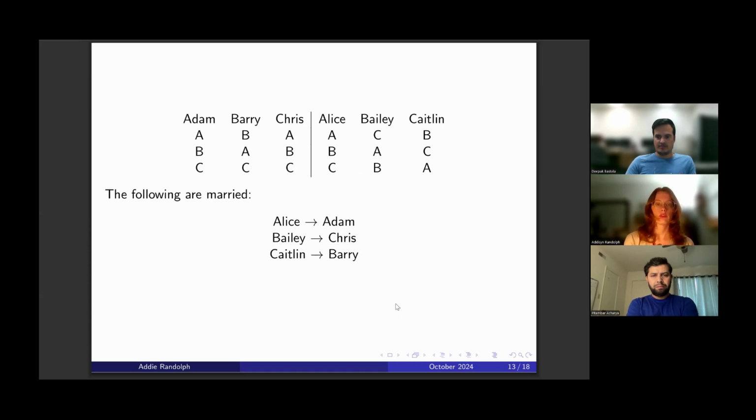Chris prefers Alice, but Alice is already with her highest pick. So she's not going to leave for Chris. And Bailey is his second pick. So that marriage is stable. Caitlin prefers Barry. She got her highest pick. Now Barry prefers both Bailey and Alice, but they're already matched with someone higher on their list than Barry is. So these are all stable marriages.